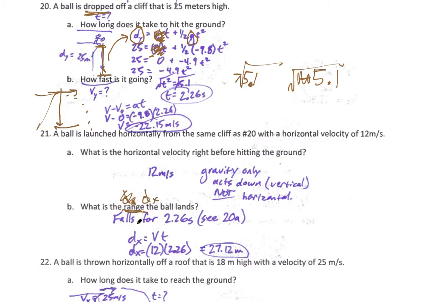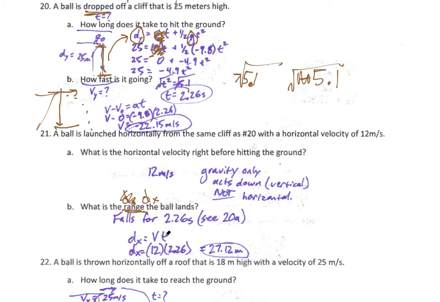All right, so it falls for 2.2 seconds, right? We know that from before we solved up here. It's talking about the same cliff as problem 20. So we know that it's still falling for 2.2 seconds. It doesn't change anything that we're now launching it horizontally, because the thing that actually depends on time is the height, not anything to do with the horizontal components.